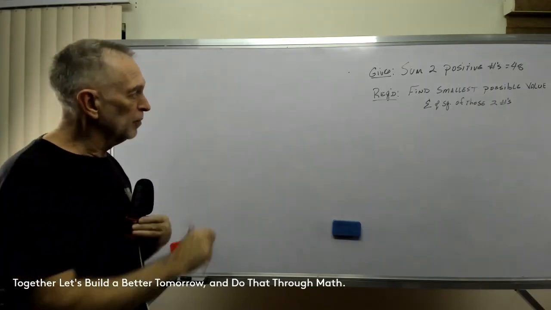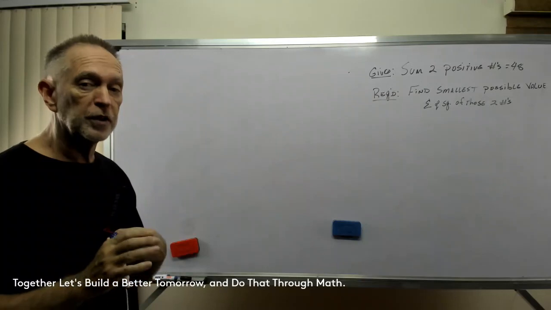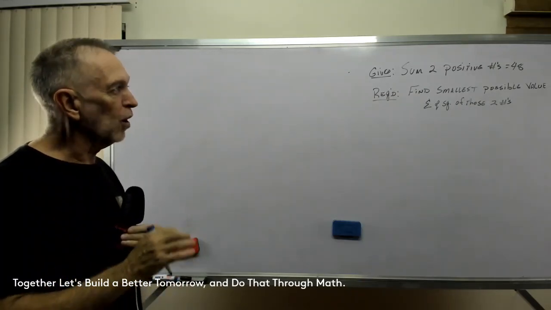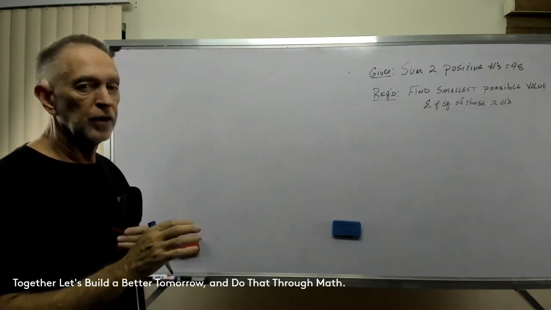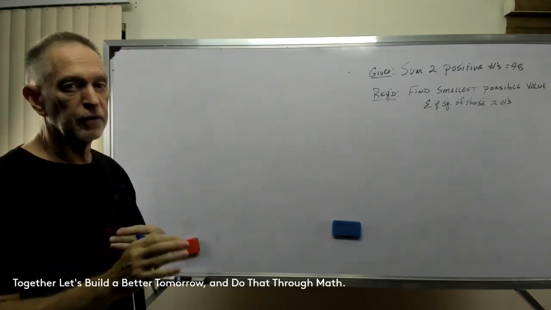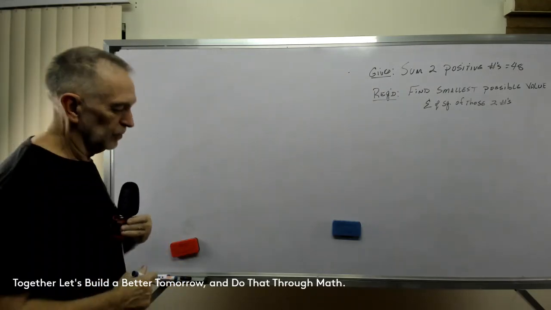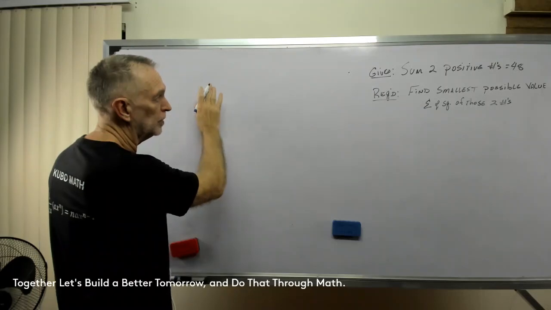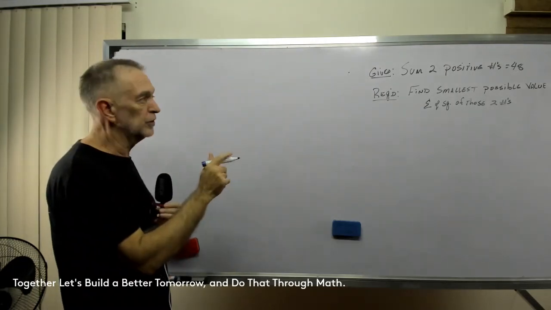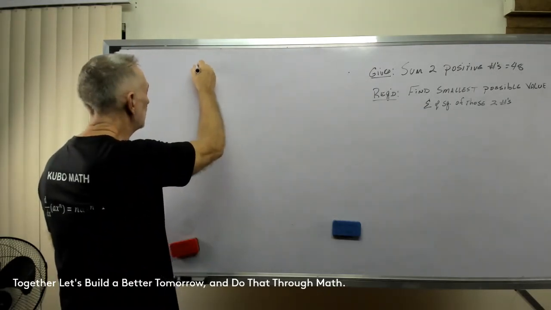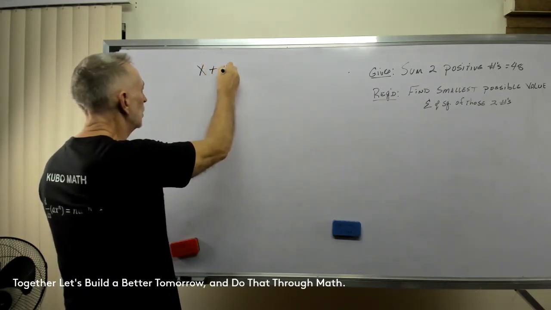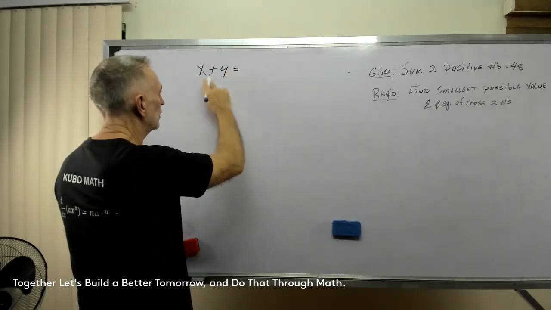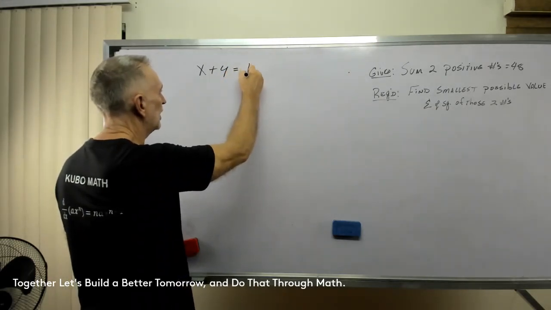So we have a problem. The sum of two positive numbers equals 48. Find the smallest possible value of the sum of squares of those two numbers. Wow, what to do here? So let's reread the problem. The sum of two positive numbers is 48. So I'm going to let my numbers be x and y. So my two positive numbers are x and y, and added together, x plus y equals 48.